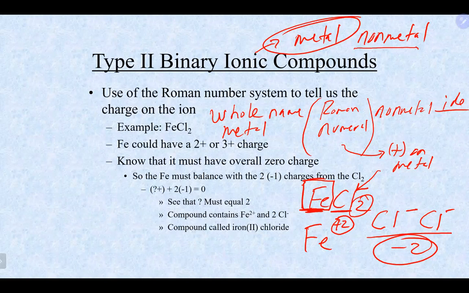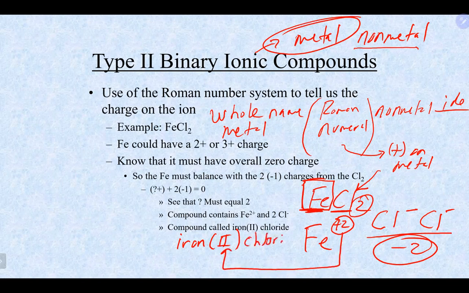Because we can now figure out our iron here, we would go with the name that we see there, which is iron Roman numeral 2. Once again, the 2 is for the positive charge that is on the iron. And just like in type 1, it doesn't matter that there are 2 of the Cls there. It has no effect on the name.